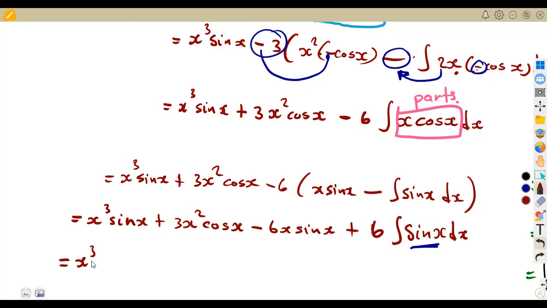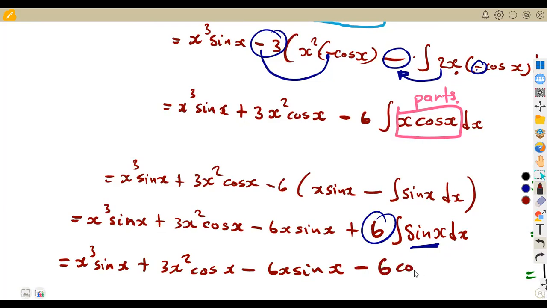So we've got x cubed sine of x, plus 3x squared cos of x, minus 6x sine of x. Then if we integrate a sine, we know that it gives us negative cos. So the negative is going to multiply the 6, so it becomes negative 6 cos of x plus the constant of integration. That's it. We have got full marks for that. We are done on that stage.